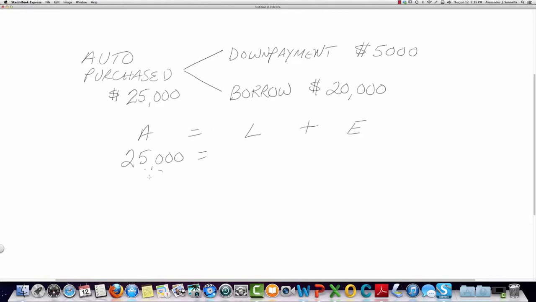But these are economic resources that are owned or controlled by the entity. And what are the claims against those resources? Right now, until you pay off that liability, the bank or the auto dealer who extended you the credit has a claim of $20,000, and that's a senior claim. You have equity of $5,000. That's all you invested in this asset so far, and that's a residual claim.